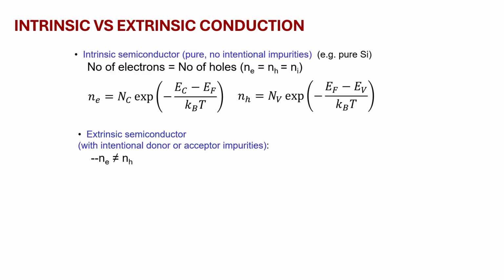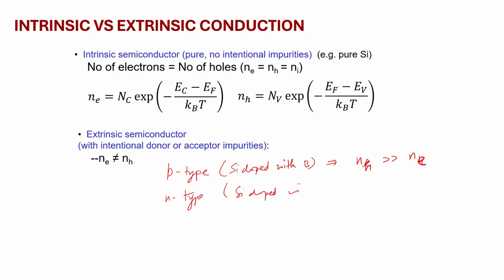Extrinsic semiconductor, on the other hand, is a semiconductor which is intentionally doped with impurities, which does not have an equal number of electrons and holes, which means Ne is not equal to NH. So, for a p type, which means silicon doped with boron, it will have NH greater than Ne, and for n type, silicon doped with, let us say, phosphorus, in this case Ne will be much larger than NH.